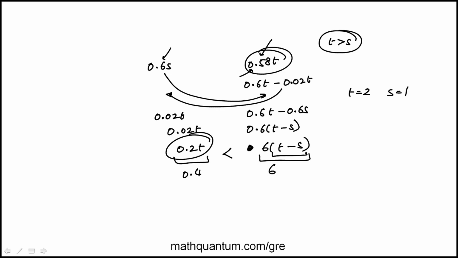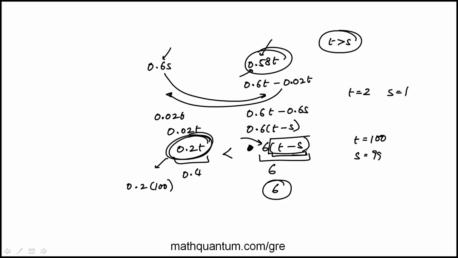Well, if I keep the difference 1, meaning t is, let's say, 100, s is 99, this will still stay at 6, but now 0.2t would be 0.2 times 100. So this kind of helped me to see that I just need to keep that small, and then as t becomes large, this number, for example here, is 20, which is greater than that. So I could come up with two cases where quantity A was greater and then quantity B was greater, and that way I can establish that the answer is D.